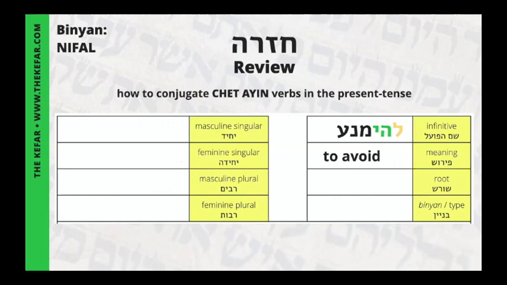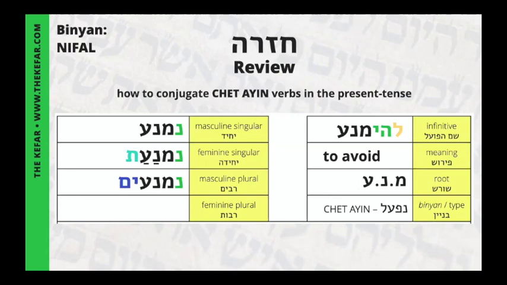The second verb is lehimana, which is to avoid or abstain or be prevented. We get rid of the first three lamed he yod letters, and we're left with our root, mem nun ayin. And again, we see this is a chet ayin nif'al verb. So for masculine singular, we have nimna. Feminine singular, nimna'at. Masculine plural, nimna'im. And feminine plural, nimna'ot. So again, nimna, nimna'at, nimna'im, and nimna'ot.